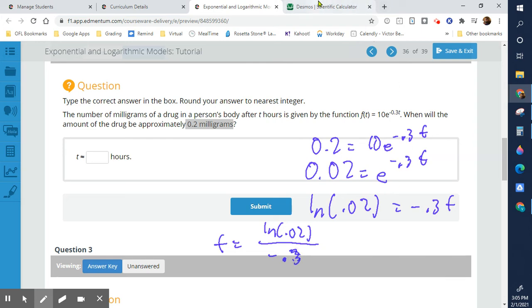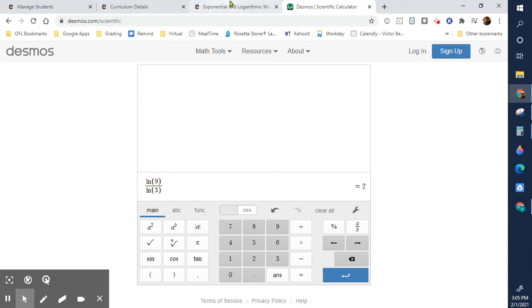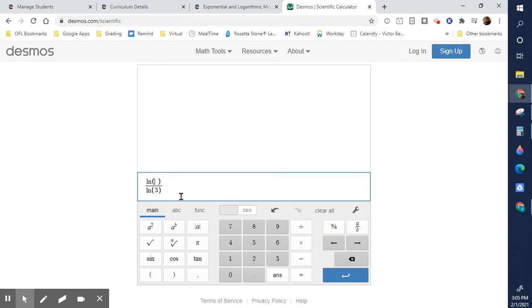All right, so let's go here. So we're going to do ln of, what was it? ln of 0.02. And we're going to divide that by negative 0.3, was it?